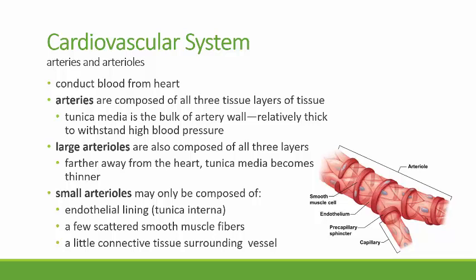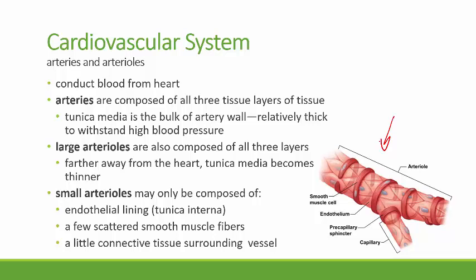So large arterioles also have all three of these layers, the tunica externa, tunica media, and tunica interna. But the farther away from the heart, the less and less thick the tunica media becomes. And when we get down to the small arterioles, they may only be composed of the tunica interna, that lining, the endothelium, and a few scattered smooth muscle fibers, like we see here in this cartoon, and have almost no tunica externa around them.